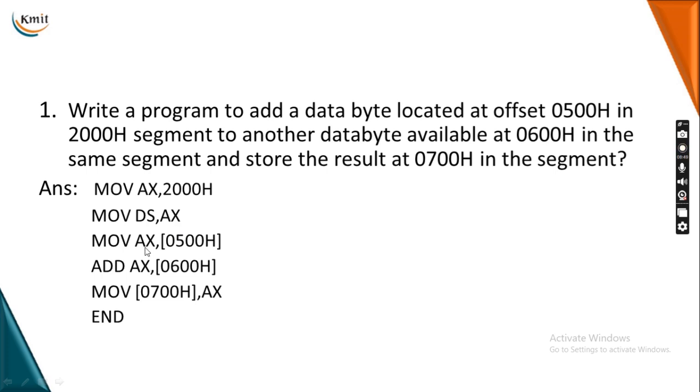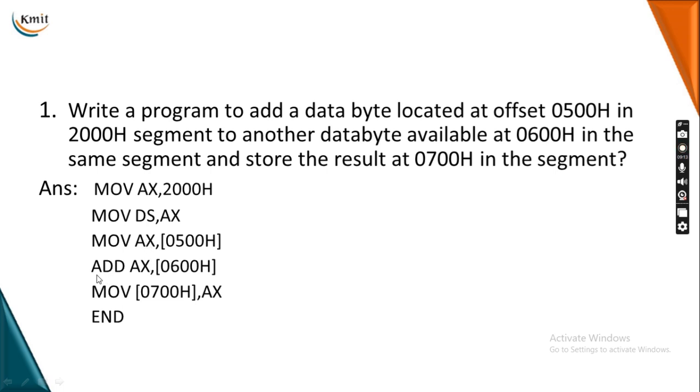Okay, now AX has the 2000H address value. So what do I need to store? The offset address, 0500H. If you write it without brackets, it will store that value. If it is in brackets, it will assume that inside this address, whatever data byte we have will be moved to the AX register.